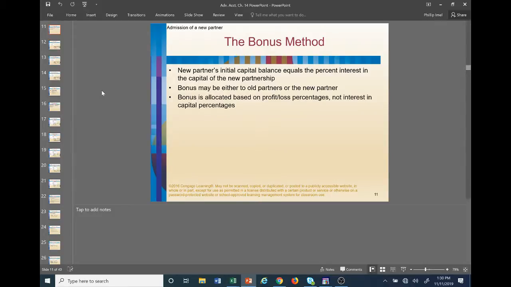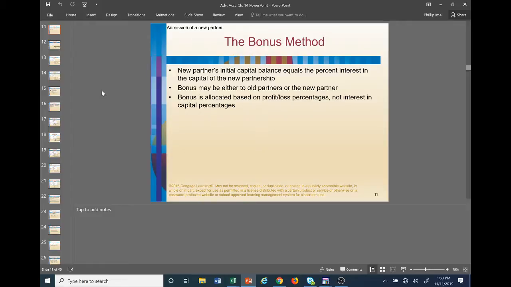Now, the incoming partner's new capital balance is equal to the value of the consideration paid by the incoming partner less the bonus or increase in capital recorded for the original partners. The difference between the value of the consideration received from the incoming partner and his or her capital balance represents the bonus traceable to the original partners.